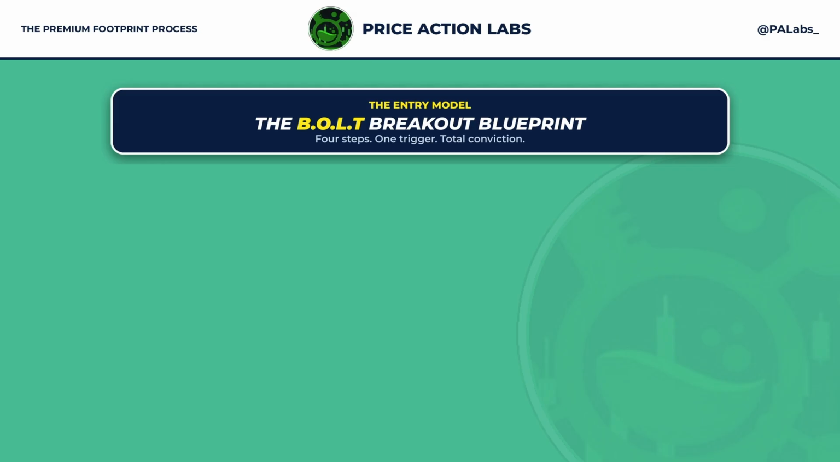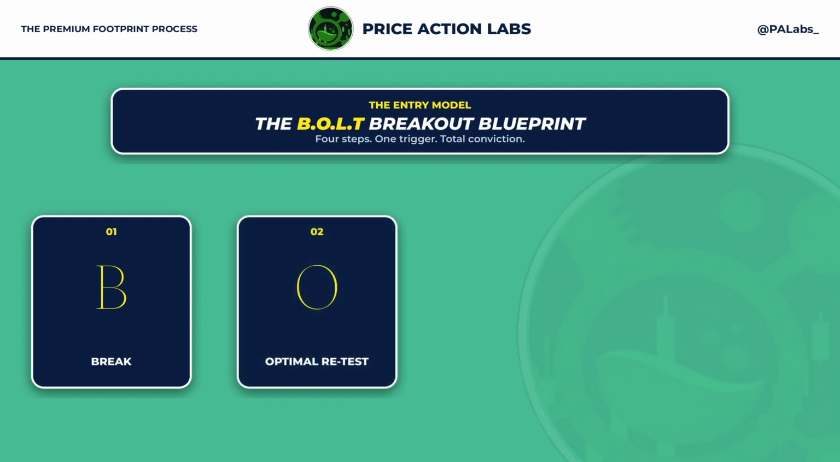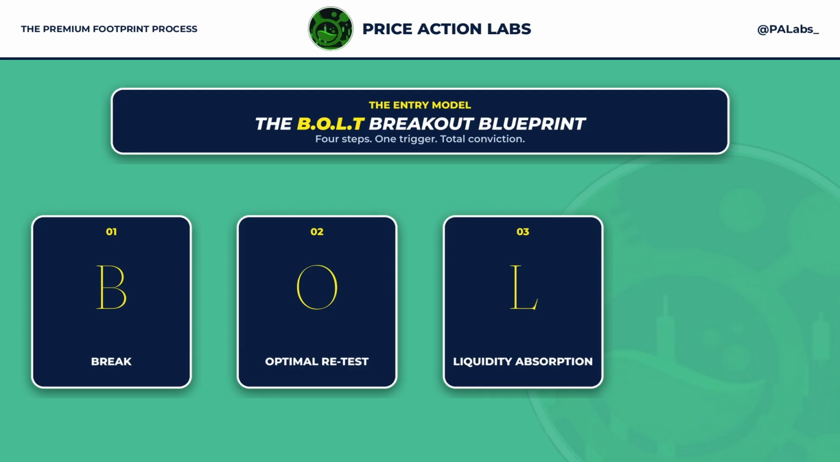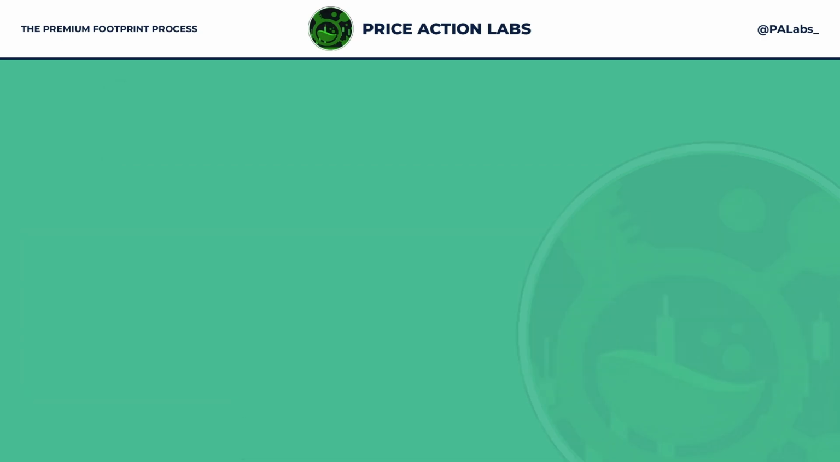When it comes to the entry model side of things, there is something called the bolt breakout blueprint. This is the entry model that I use that I've now systemized, and it's been coded into the FlowState OS app. So when I look for an entry, I look for a break, an optimal retest, a liquidity absorption using order flow, and then I pull the trigger. This is basically bridging the gap between being confused with order flow and how to use order flow effectively when you execute on the lower time frames. The FlowState OS app is going to be your all-in-one inbuilt software to take you from planning levels to executing and exiting a trade. Okay, so let's get into it.